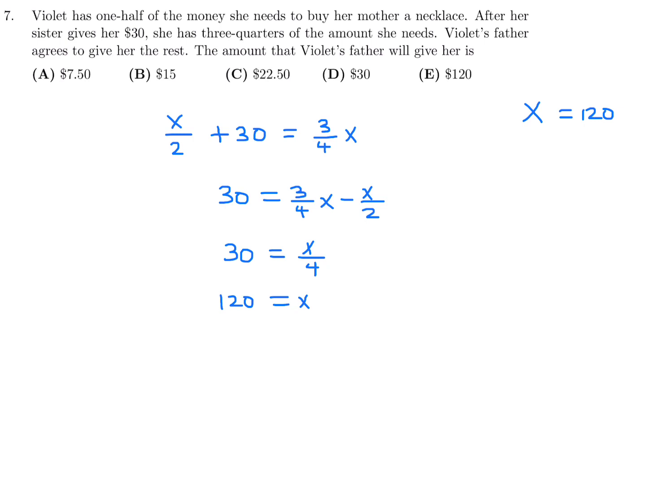So now let's talk about this. Initially, she has x over 2, which is $60. Her sister gives her $30, so now she has 90. And then she needs 120, so her father has to give her how much? She has to go from 90 to 120. Therefore, her father has to give her $30. So number 7, the answer is D.